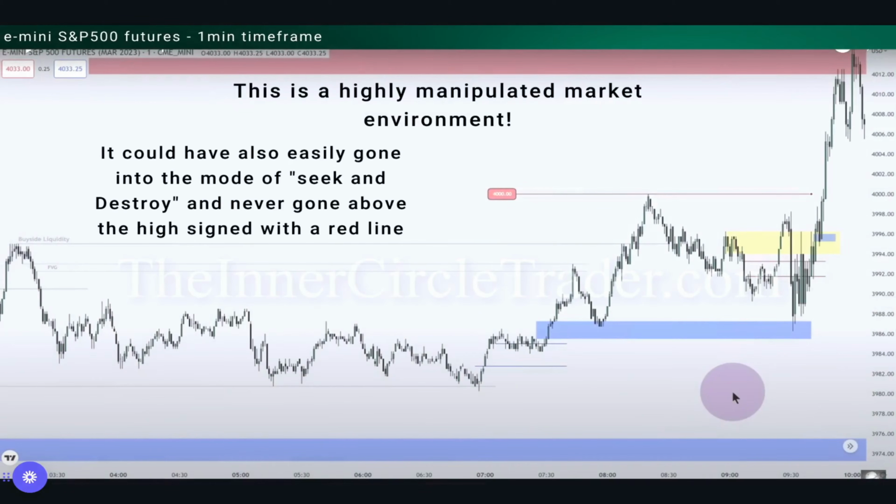Now, going back to the whole price movement. This is a highly manipulated market. It could have also easily gone into the mode of seek and destroy and never gone above the high signed with the red line. So guys, remember, we see some possibilities happening and the price being more likely to do one thing or the other, but we are never 1000% certain. What we see though is precision in the execution.